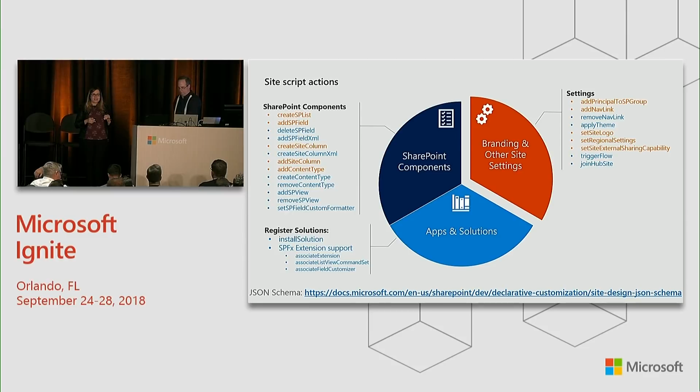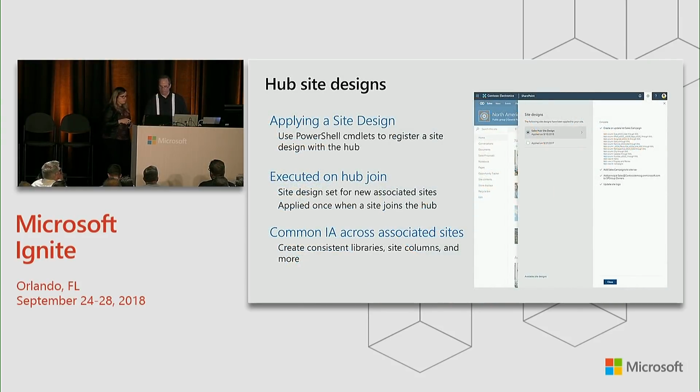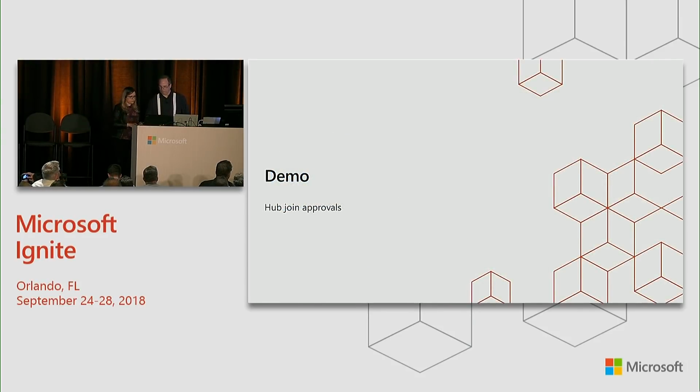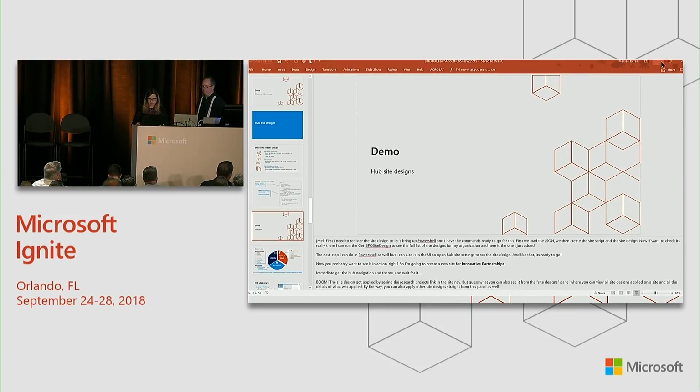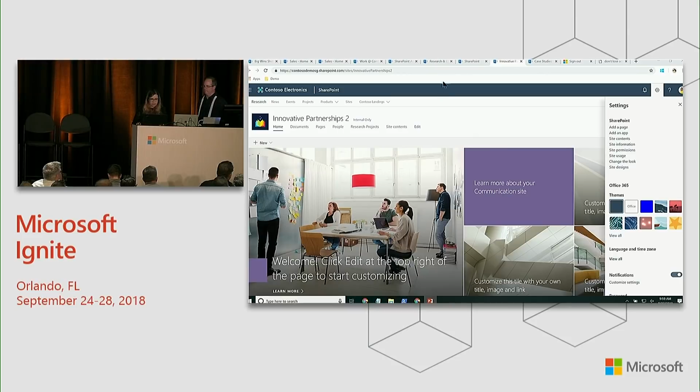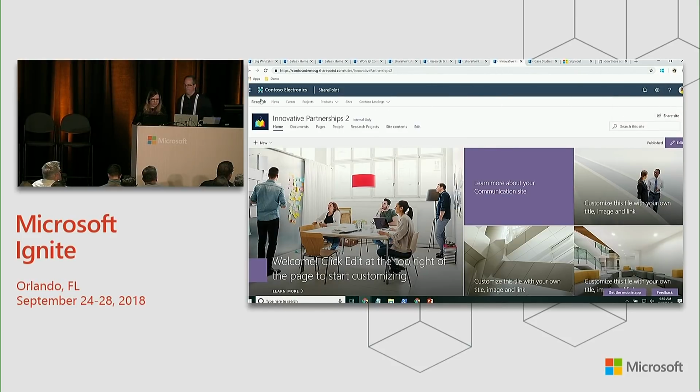Now, I said there were two steps to finish. Site designs was first. Here's a quick recap of what we talked about. The second one is hub join approvals. And for this, I'm just going to show you a quick demo. So let me collapse that. OK, so I'm going to go back to my research hub.